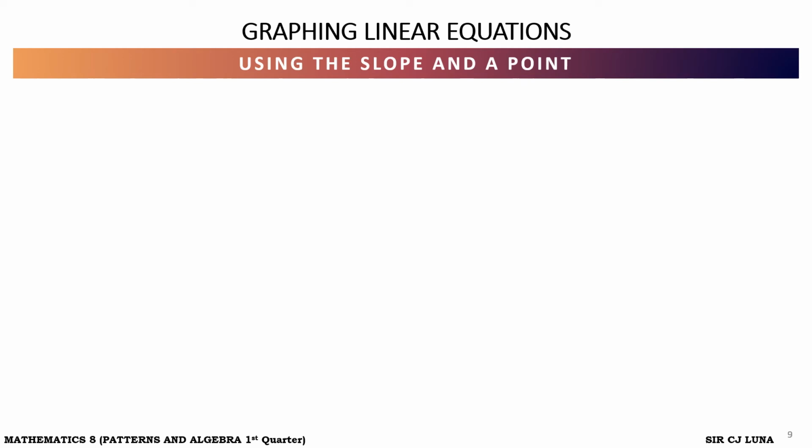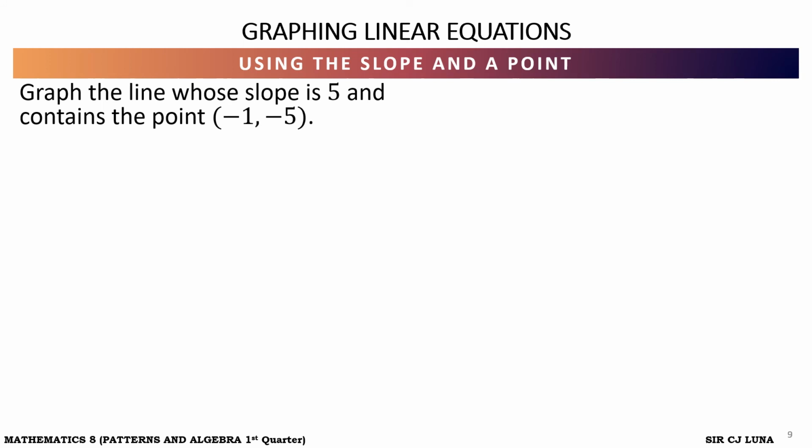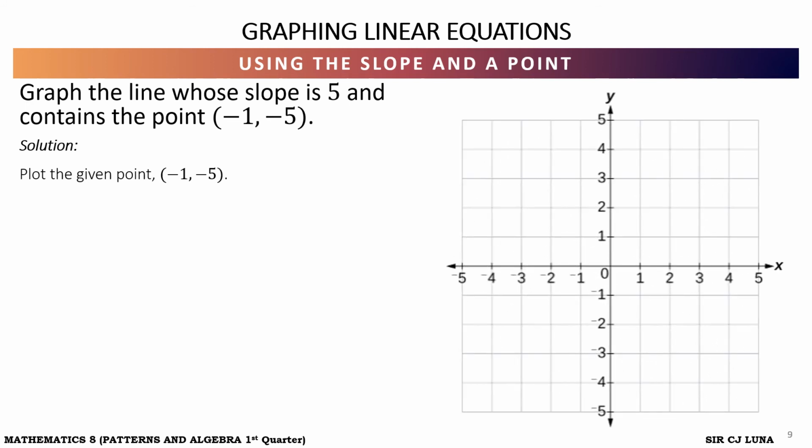Graphing linear equation can also be done using the slope and one point. For example, graph the line whose slope is 5 and contains the point (-1, -5). The first step in graphing linear equation using the slope and a point is you have to plot the given point. So in here we have the point (-1, -5). So we will plot it now in the Cartesian plane. (-1, -5) is in quadrant 3. And that is now the location of our first point.